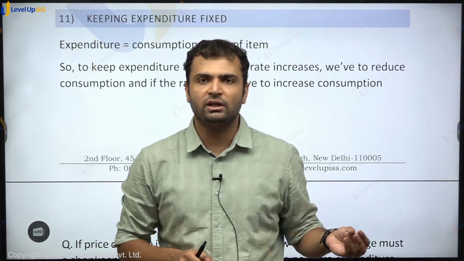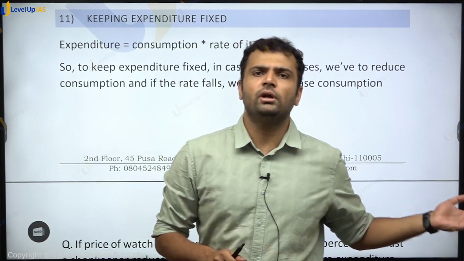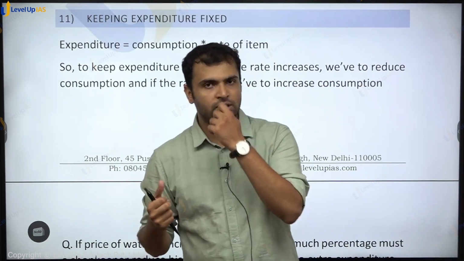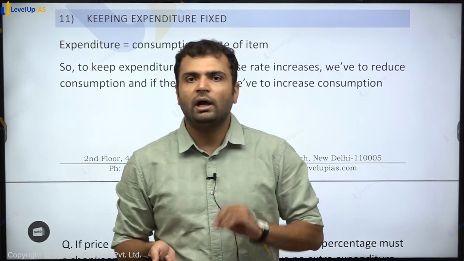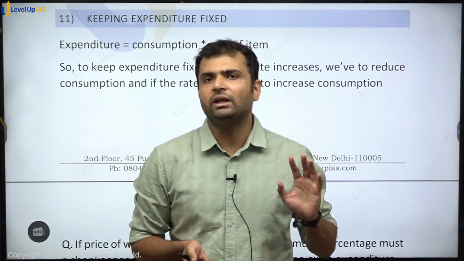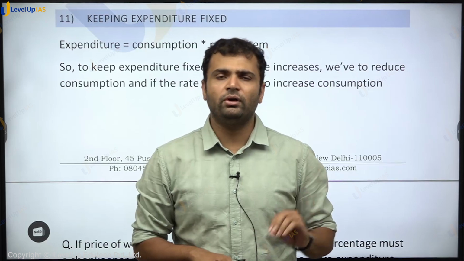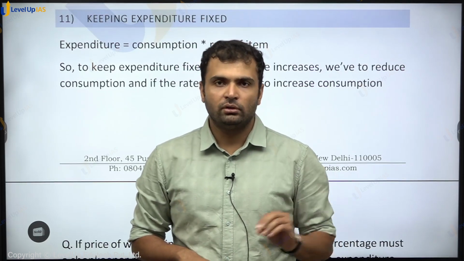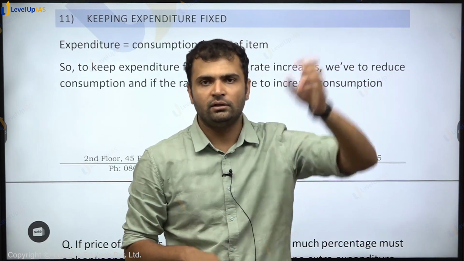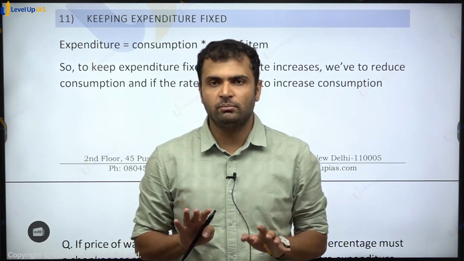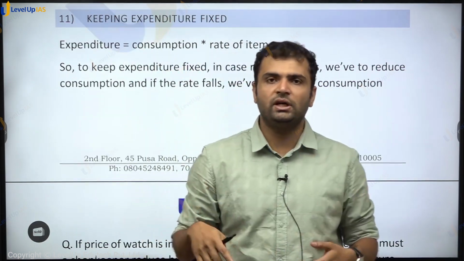Total expenditure is equal to consumption into rate. Rate into consumption is your expenditure. And here, what we want to do in this section is keep our expenditure fixed. For example, you have 1000 rupees to buy petrol per week. It doesn't matter to you what the price of petrol becomes. If it increases, then you will reduce your consumption so that your final expenditure remains the same. If the rate decreases, you can increase your consumption so that the expenditure is the same.